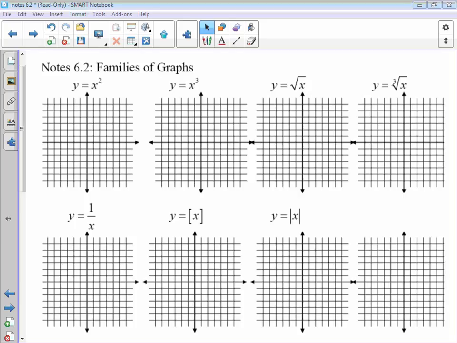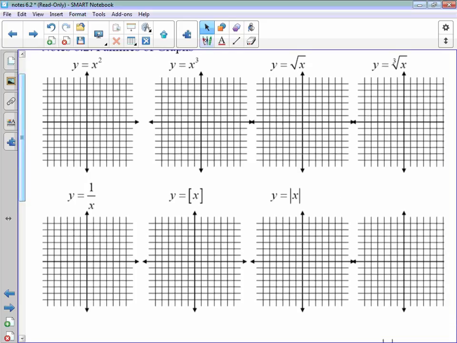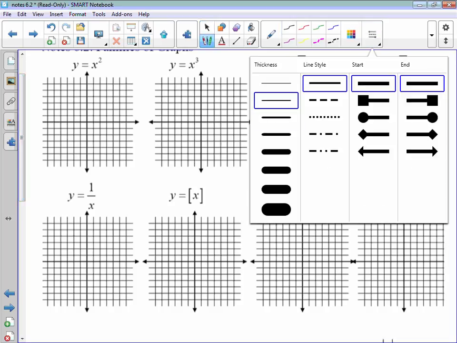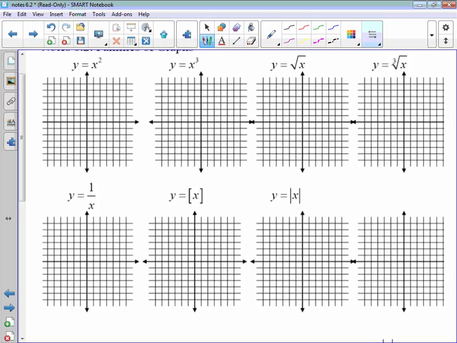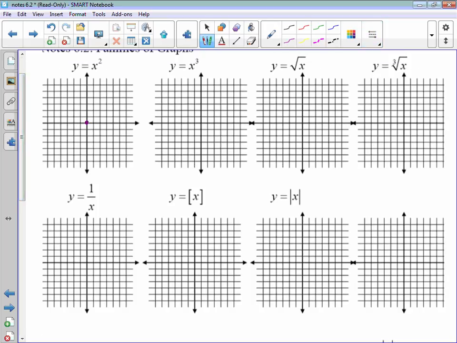Alright guys, let's go through these together. So if you think about your values for the first one, if I plug in a 0, what do I get? 0. If I plug in a 1, what do I get? If I plug in a 2, what do I get? 4.